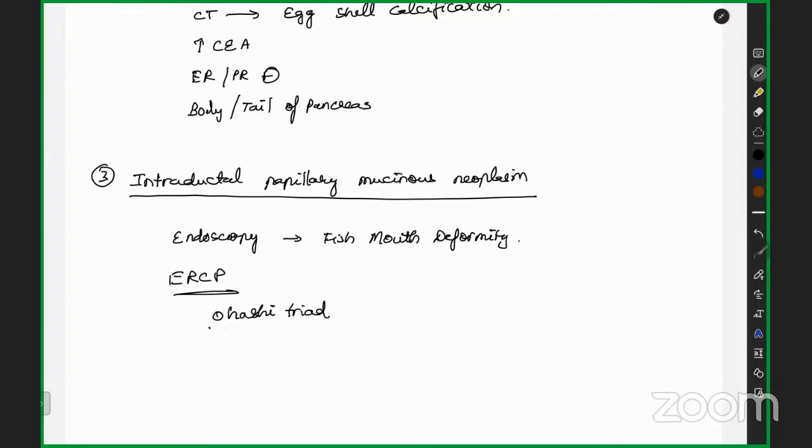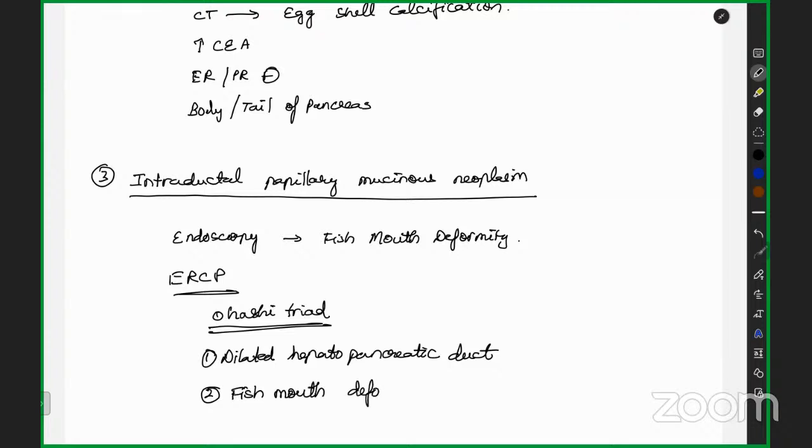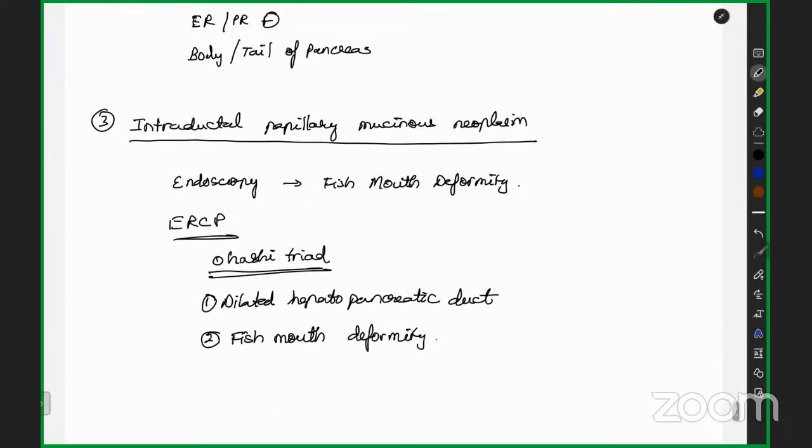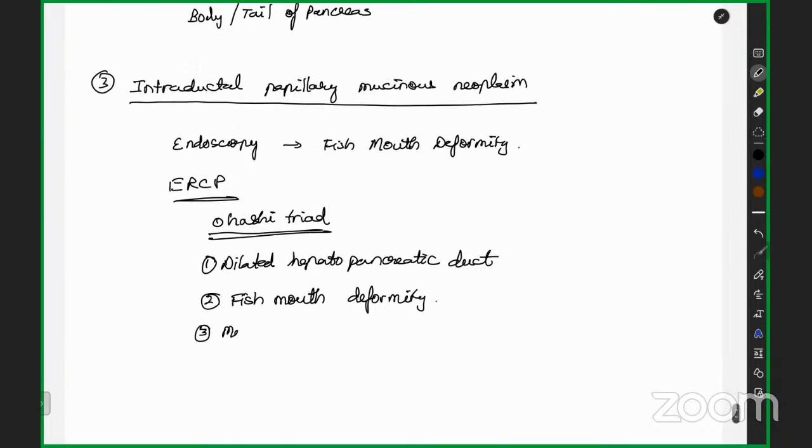So what is this Ohashi triad on ERCP? Number one, you're going to have a dilated hepatopancreatic duct. Ohashi triad is an important 2-mark question when I was studying for my final year exam. So, dilated hepatopancreatic duct. Number two, you're going to have a fish mouth appearance, fish mouth deformity. And number three is going to be mucin extruding from the opening. So this is all about your CA pancreas.